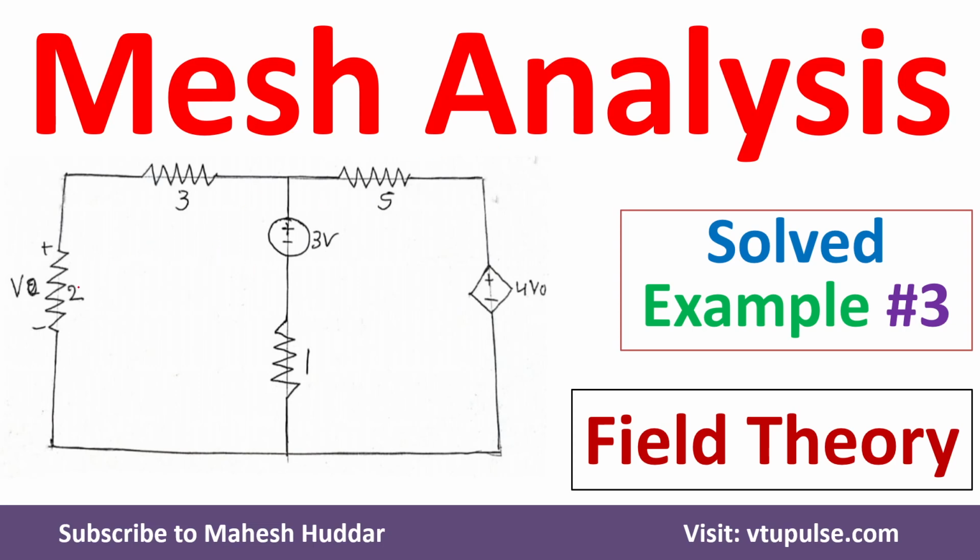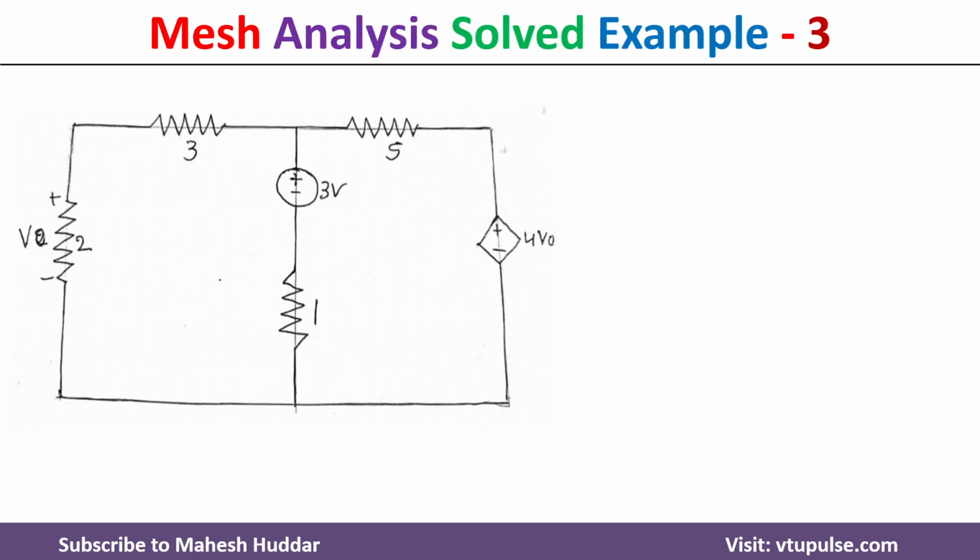In this problem, we need to find the V naught value by using mesh analysis technique. Let's start it. As we know, for the mesh analysis, we need to apply the current for each loop. For the first loop, I will assign current as I1, and for the second loop, I will assign current as I2. As per the current direction, we need to assign the sign for the resistance.